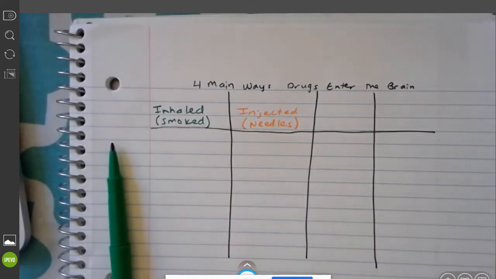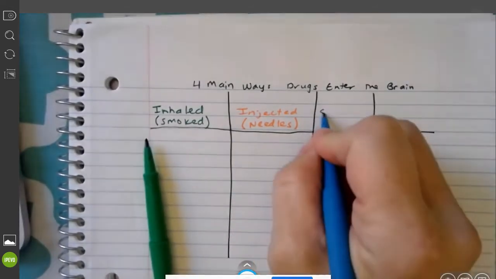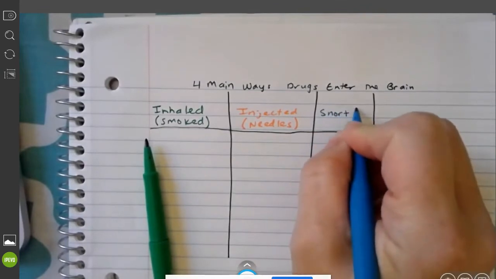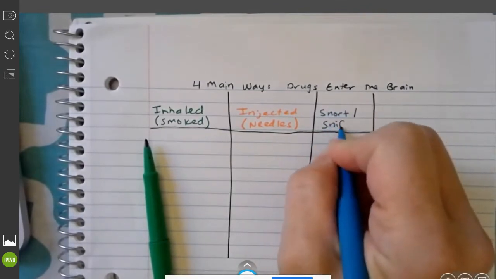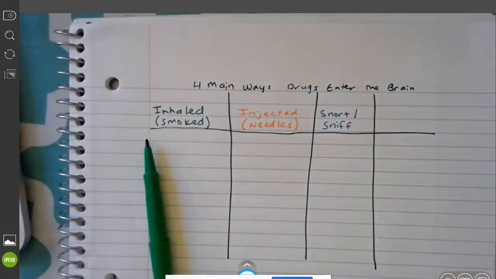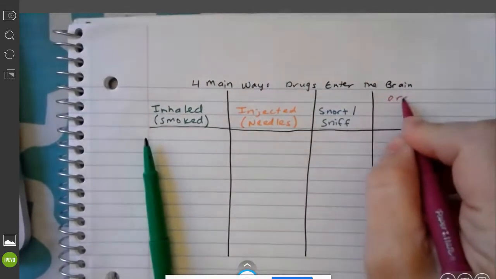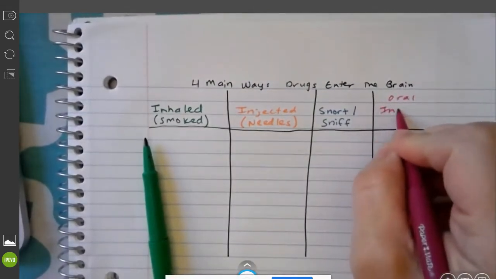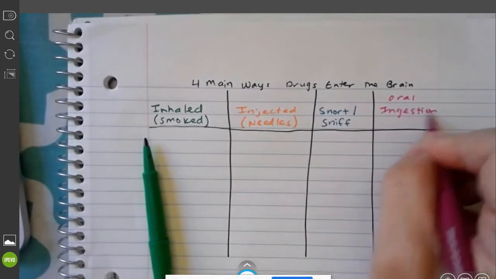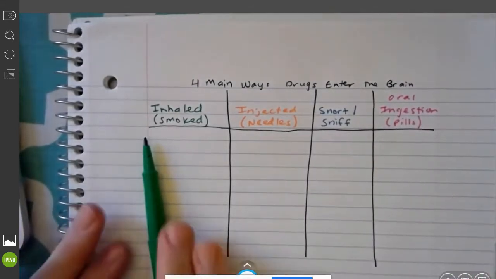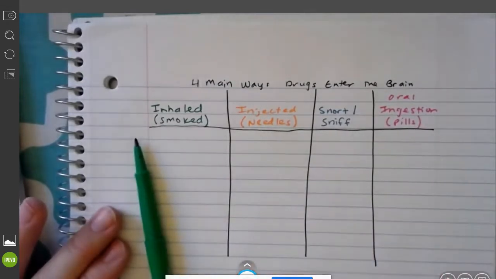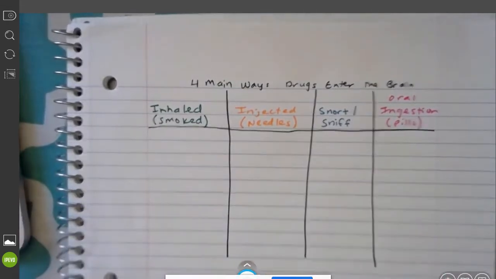All right, then you have snorting or sniffing. Sometimes they call it snuffing. And then lastly, you have oral ingestion, which is just basically taking a pill. Pills. So for each of these 4, we're going to briefly show the pathway that the drug takes to the brain to cause that person that high.